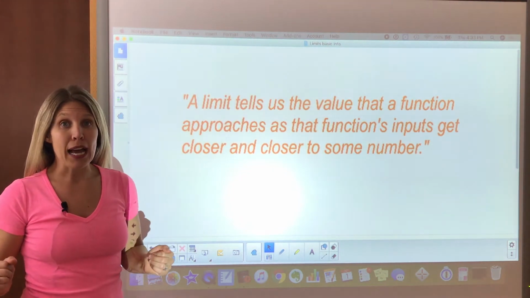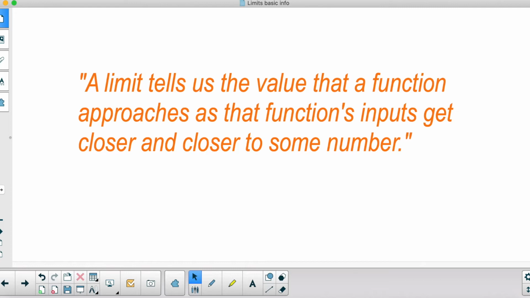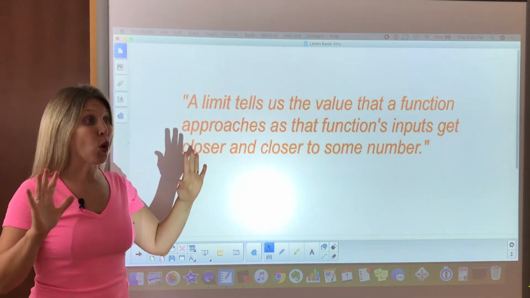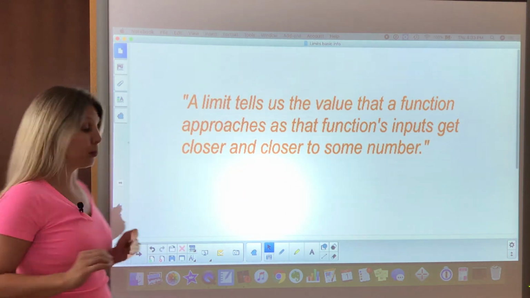So when you're in class and your teacher gives you this general definition, a limit tells us the value that a function approaches as that function's inputs get closer and closer to some number. And you're all looking at each other like, what the heck does that mean? That makes no sense to me. So I'm going to explain it.